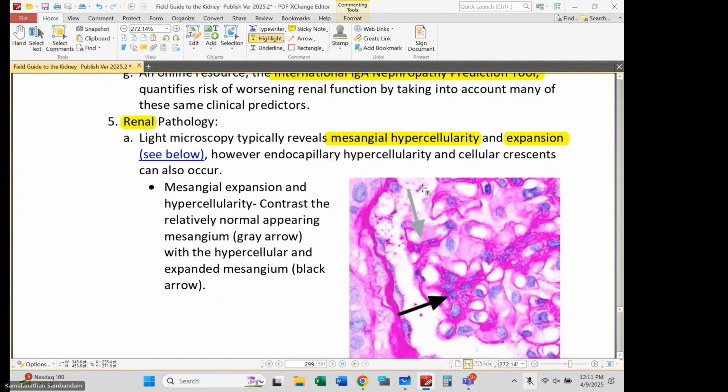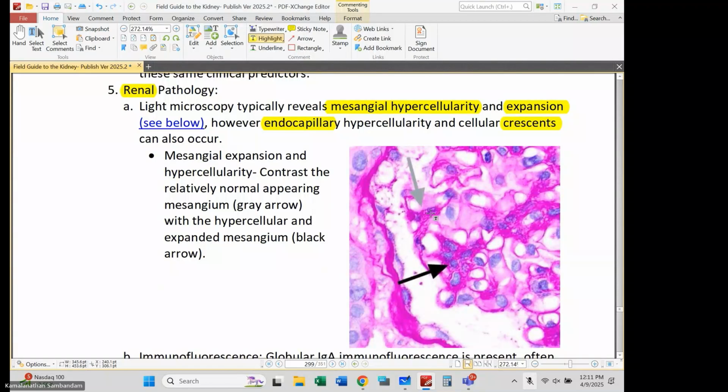However, there can be degrees of endocapillary hypercellularity and crescentic forms as well on pathology. But once again, mesangial expansion and hypercellularity is the most common feature of IgA nephropathy. And here would be an example of this mesangial hypercellularity, as well as expansion here in this lobule of this glomerular tuft, indicated by the arrows. Okay.